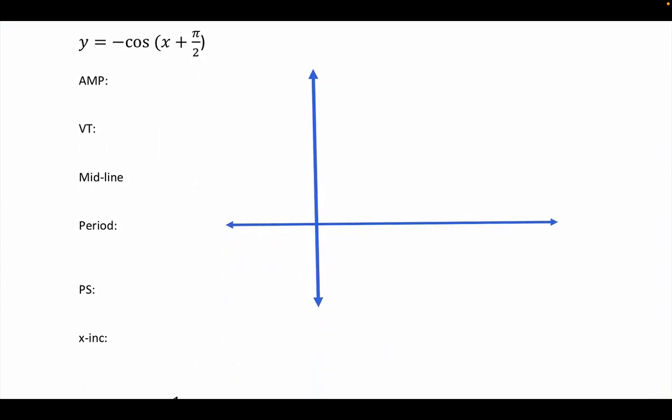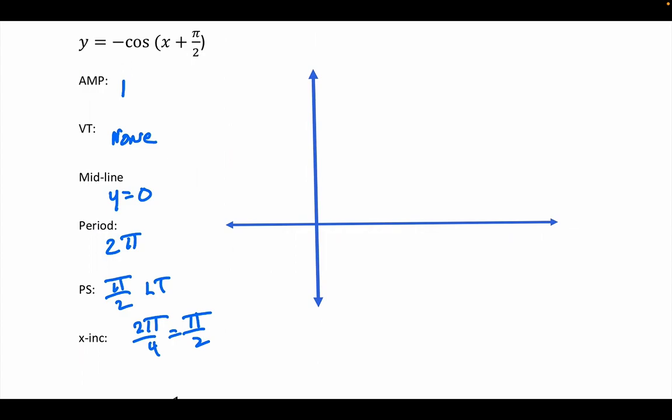Okay, here's a cosine that's inverted as well. I'll leave this one to you to go ahead and figure out. You can see the amplitude here is 1. Vertical translation, there's none. The midline would be y equals 0. The period is 2 pi. The phase shift is pi halves going to the left. And the x increment would be 2 pi divided by 4, which is just pi halves. Okay, we'll let you work on this one. Hopefully this has been enough to get you going.